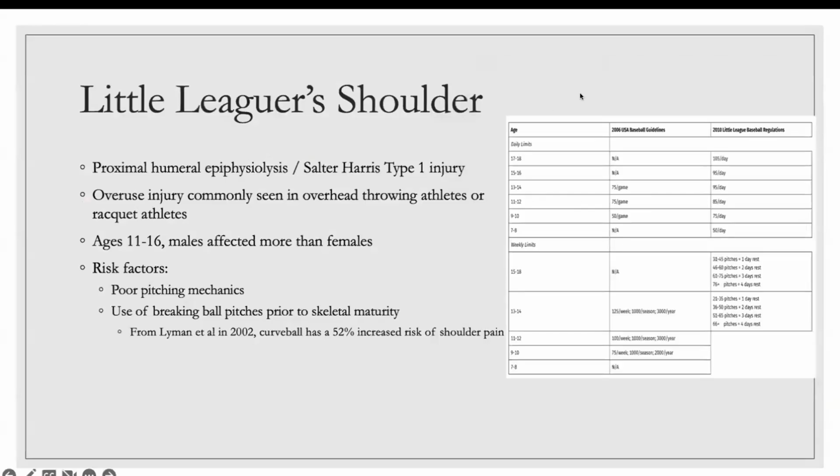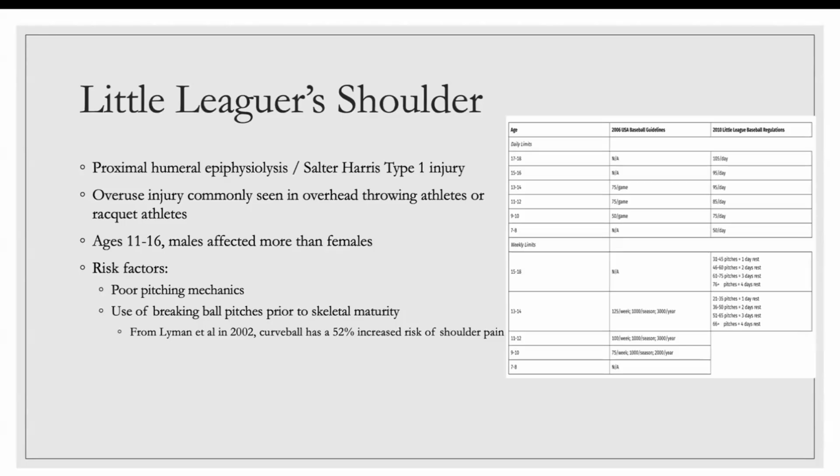So we'll start off and walk our way from upper extremity down to lower extremity, starting with little leaguer shoulder. Little leaguer shoulder is a proximal humeral epiphysiolysis or a Salter-Harris type 1 injury, commonly seen as it's named in our overhead throwing athletes, but also in our racket athletes as they make some similar maneuvers. It is distributed in the adolescent years, 11 to 16. It's going to affect our males more than females. And it's got some significant risk factors that we can account for.